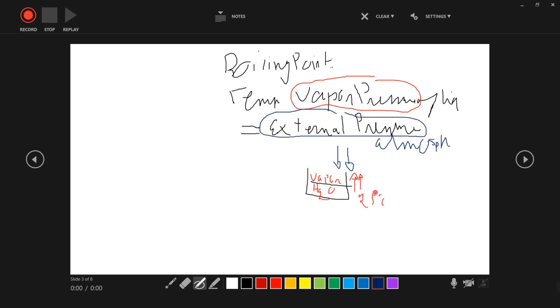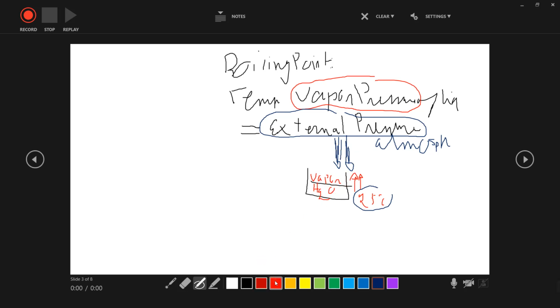At this stage, at 25 degrees Celsius, which pressure is the strongest? Of course, the external pressure is strongest. This external pressure will be far stronger than this small vapor pressure. So water remains as liquid, okay? Because the down pressure is stronger than the up pressure, the water remains as liquid by the action of this pressure.